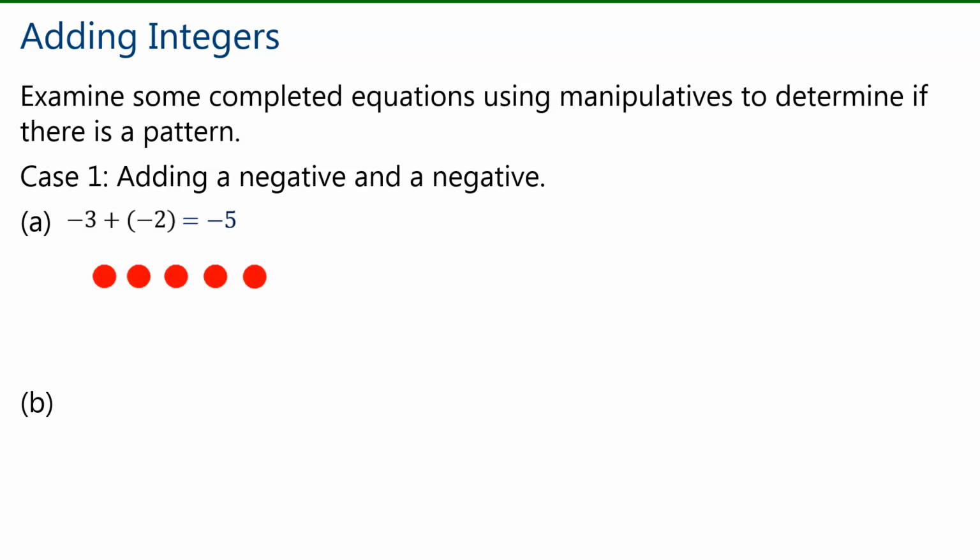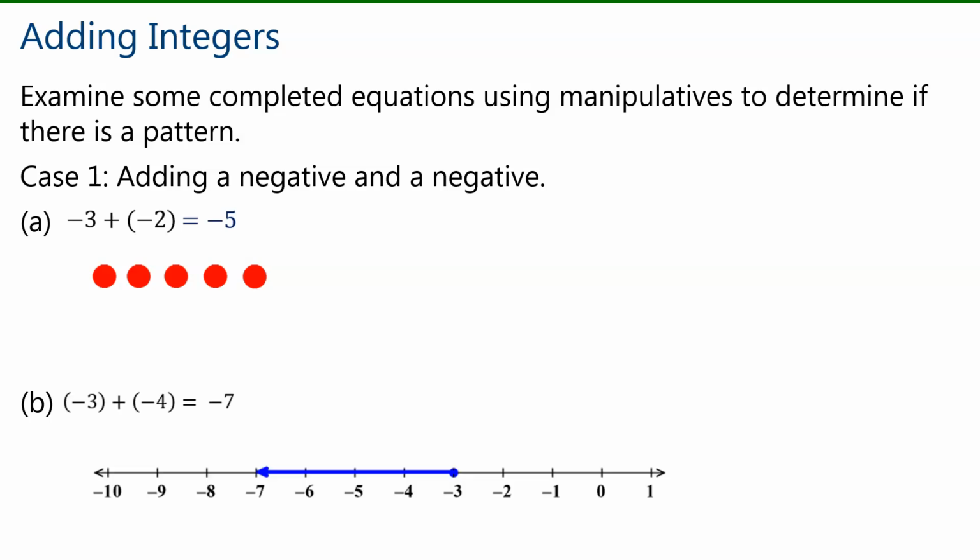So here's an example we did in a previous video using integer counters. And here's another example using a number line. So what do you notice about the answer in each case? Well, in both of these examples, the answer was negative. And that will actually always be the case. So if you look at A, here we have some negative counters, and then we added some more negative counters. Since there's no positive counters in sight to create zero pairs, all you're going to have is a bunch of negative counters. So we can see that our answer is always going to be negative.